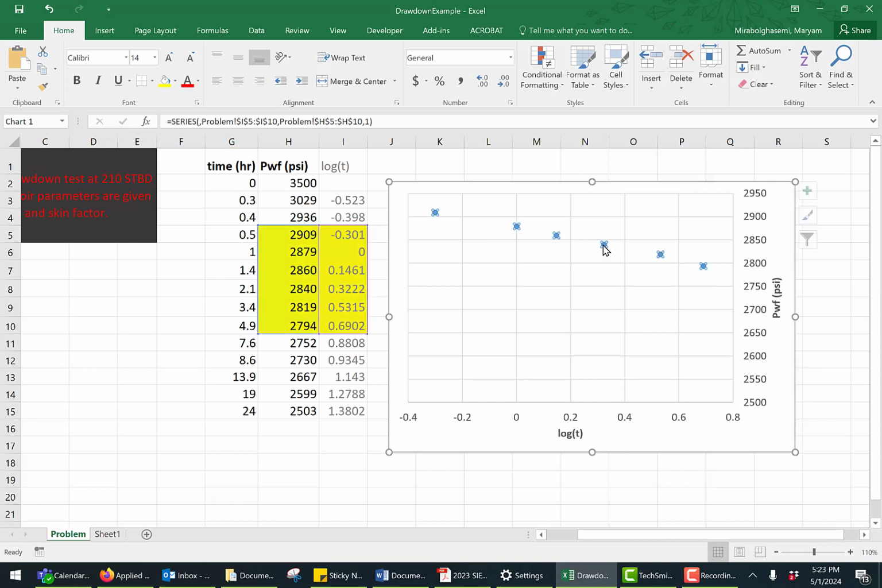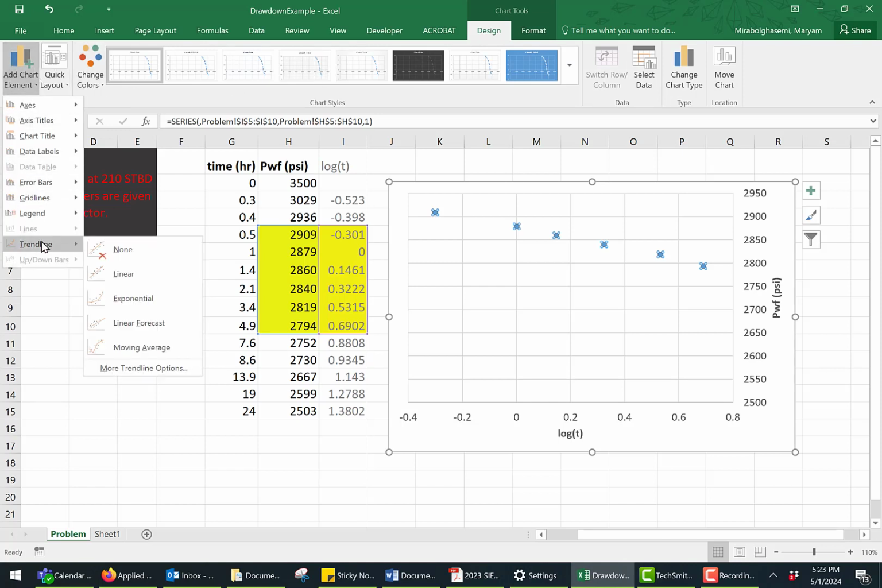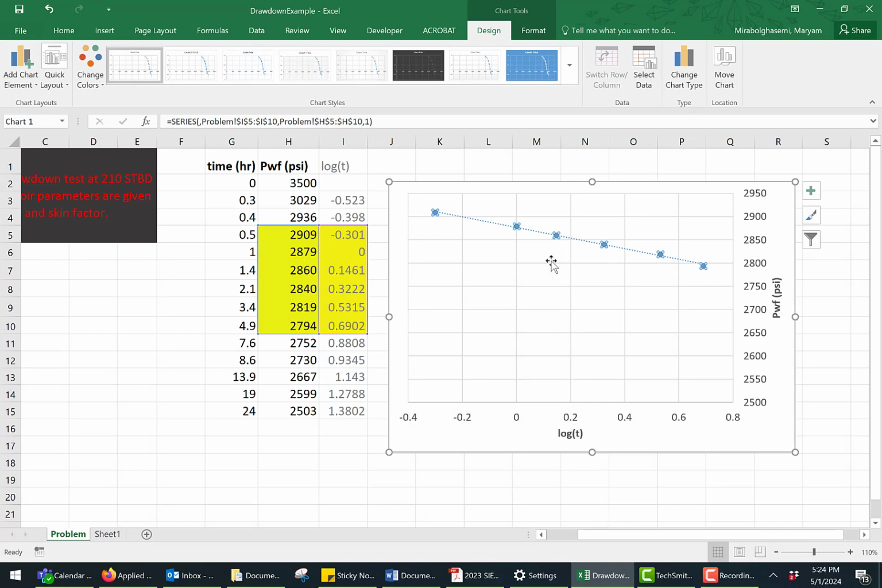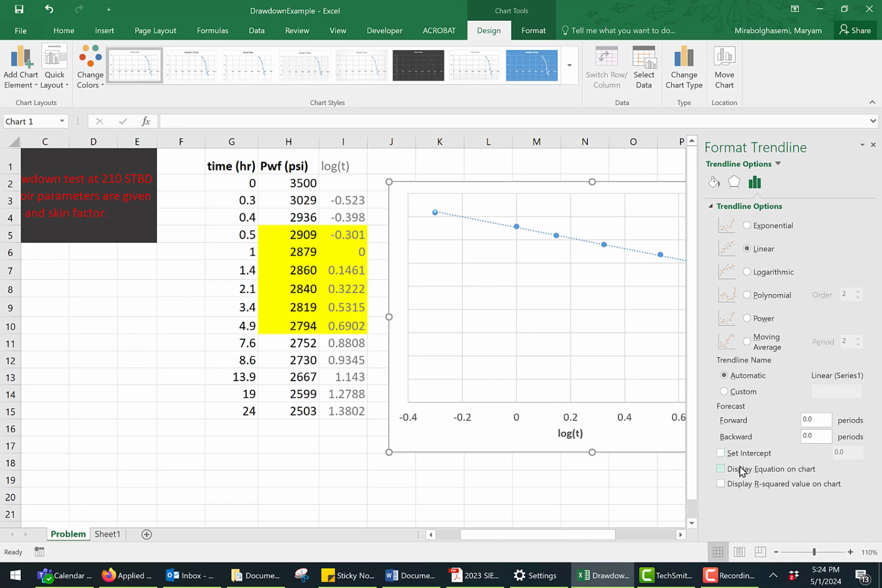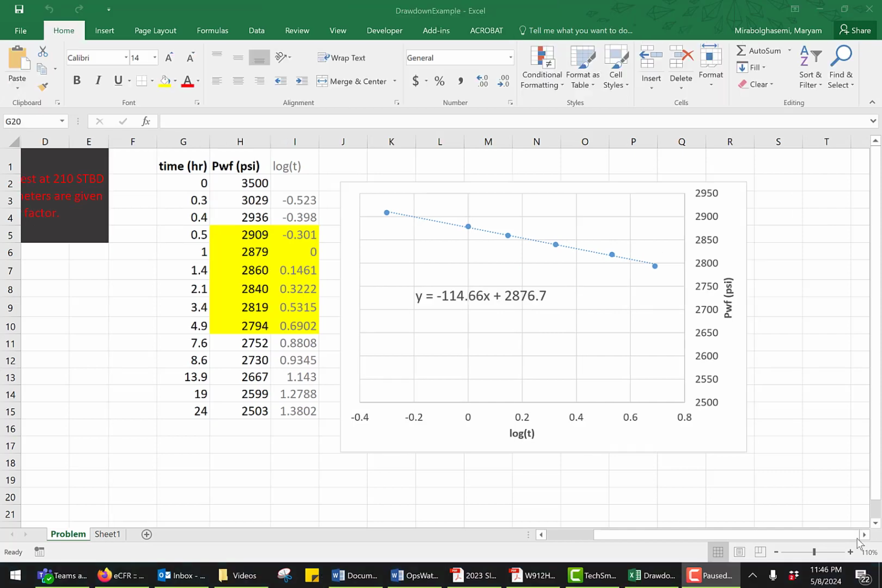Now I need to find the best fit line. And Excel is going to give it to us. You just need to go to add chart elements and add a linear trend line. So this trend line captures the linear trend, and we can show the equation of this line in which the slope of the line is easily identifiable. Having the slope of this line, we know that we can find the permeability of the reservoir using the given formula.